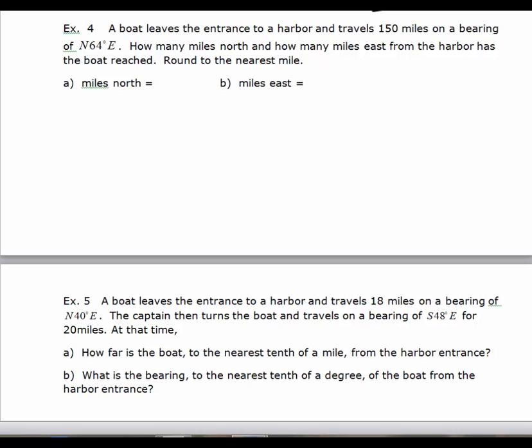All right, let's look at an example using a bearing. It says a boat leaves the entrance to a harbor and travels 150 miles on a bearing of north 64 east. How many miles north and how many miles east from the harbor has the boat reached? Round your answers to the nearest mile.